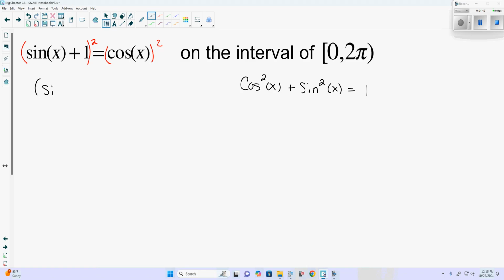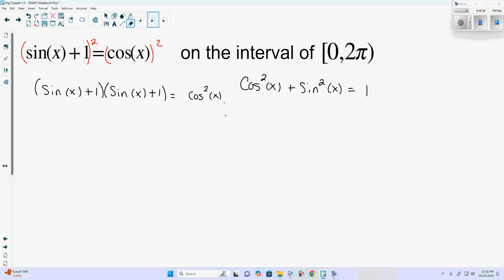Now on the left-hand side, our sine of x plus 1 squared, what we're really saying is that we have sine of x plus 1 times sine of x plus 1. On the right-hand side, cosine squared of x is going to be cosine squared of x, because we're just multiplying it by itself. It is a single term. There's nothing being added or subtracted on that side, so we can just square that single term. We're just multiplying cosine by cosine, which is cosine squared.